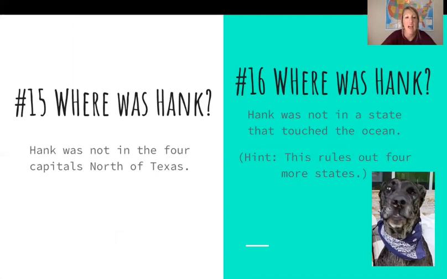Number 15. Hank was not in the 4 capitals north of Texas. So we're going to look at the state of Texas, and you're going to go 4 states north, and he's not in any of those 4 states. So use your map to help you find Texas. And in the states that are north of Texas, he's not in those 4 states.